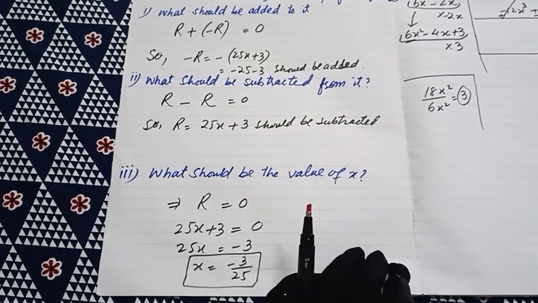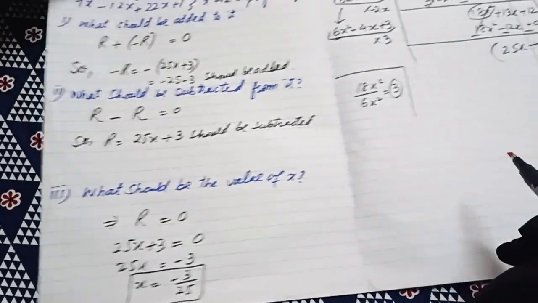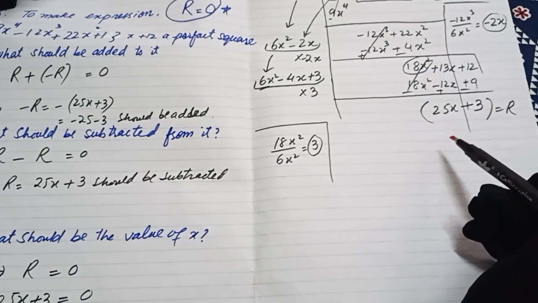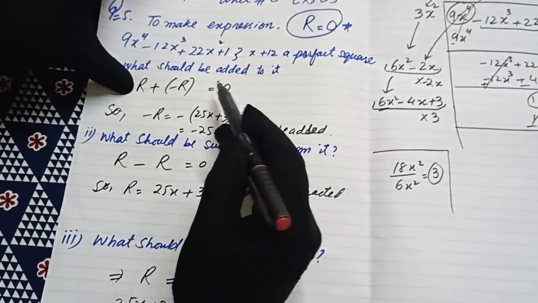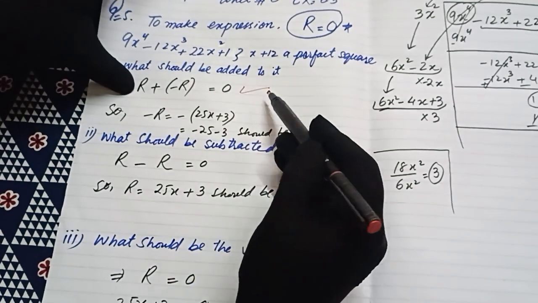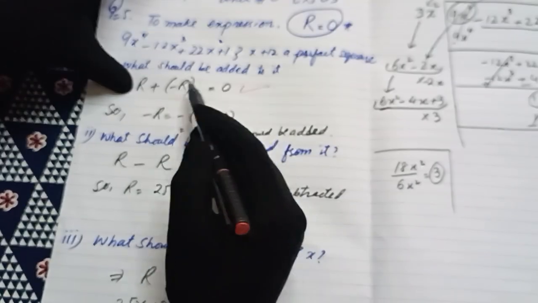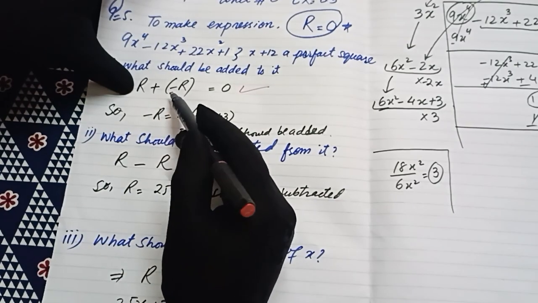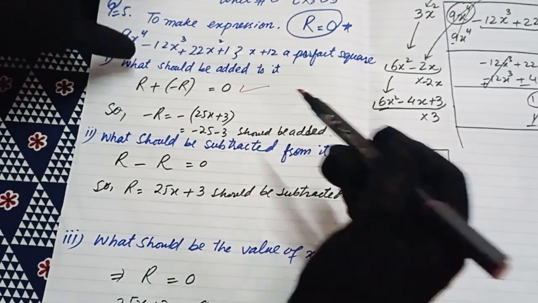So better you focus on the concept of what you have to do if you're getting a remainder and you want to make a perfect square. What should be added in this remainder to get the answer 0? Be focused. What is your main purpose to achieve? To make the remainder 0, you must add in it the negative of that same remainder.